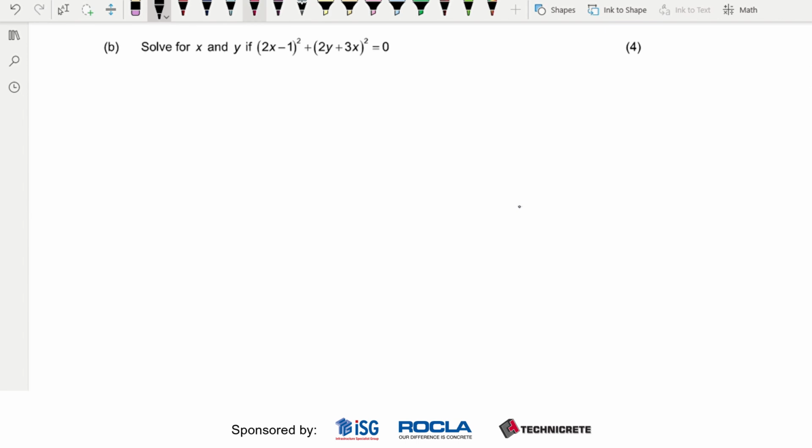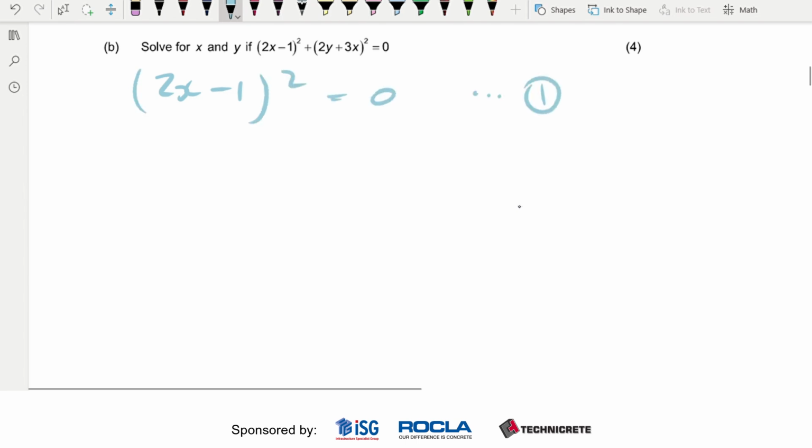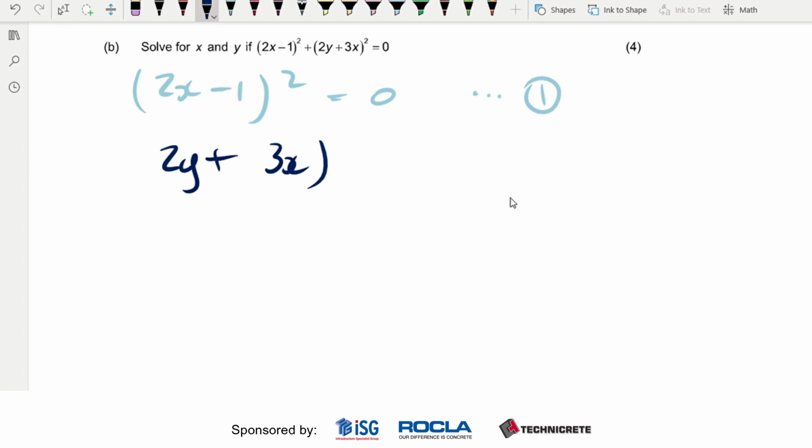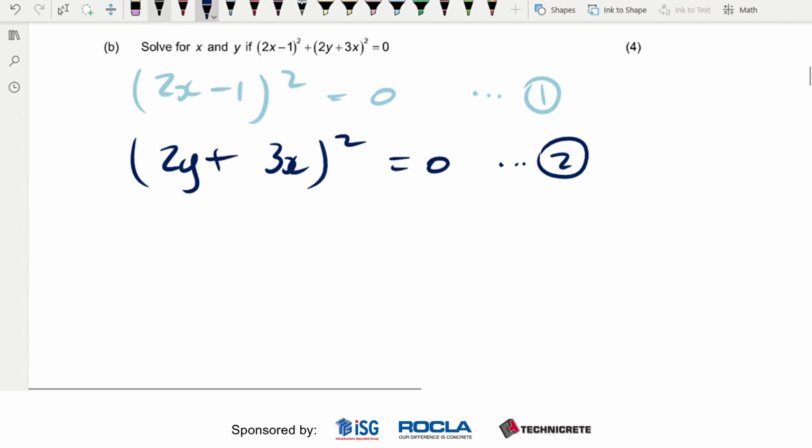So we can have our first equation, 2x minus 1 squared is equal to 0. That's equation 1. And then we have 2y plus 3x squared is equal to 0. And that would be our equation 2. So let's start off with equation 1 so that we can solve for x. So we'll have 2x minus 1 squared is equal to 0.